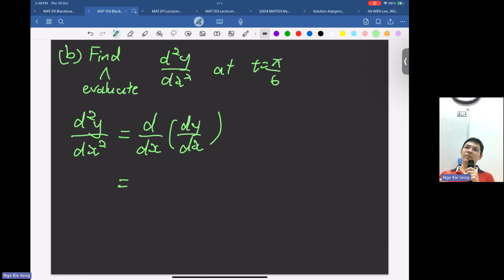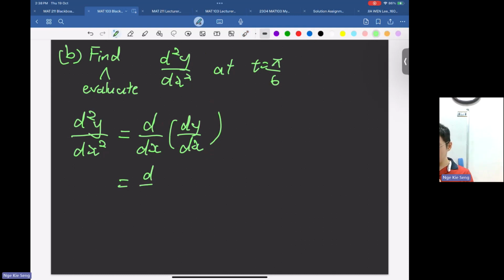What I want to do is go back to variable t. How do we go back to variable t? I tell you how to get dy dx. Correct or not? Can you view this dy dx as a new y? Okay, you view this dy dx as a new y. So you apply the dy dx formula again, what do you get?